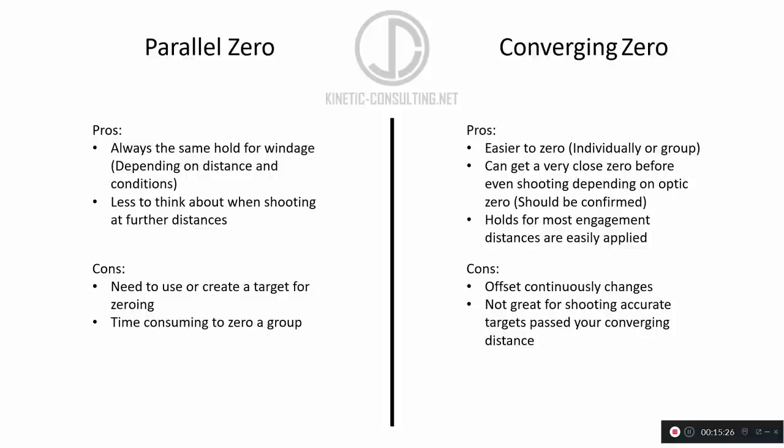Now, some cons to the parallel zero. You need to use or create a target for zeroing, and we'll talk about how to zero it in the next slide. But the need to create or use a specific zeroing target is necessary with a parallel zero because you have to know what the distance is between your bore and your laser. Most companies that sell lasers have their own zeroing targets for them. I've also created zeroing targets for both the MAWL and PEQ, and will soon do one for the DBAL as well. And it's for parallel zeroing. We'll talk more about zeroing in the next slide, but it needs a specific zeroing target, whether you create it or you print one.